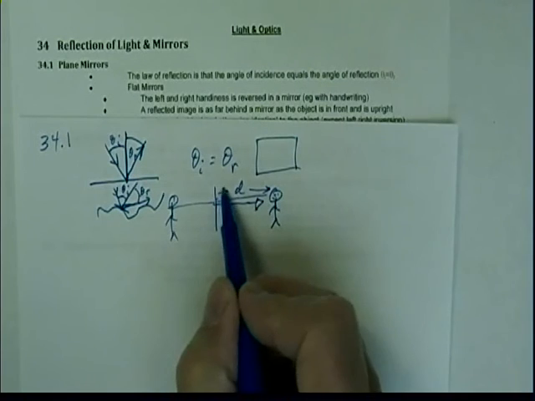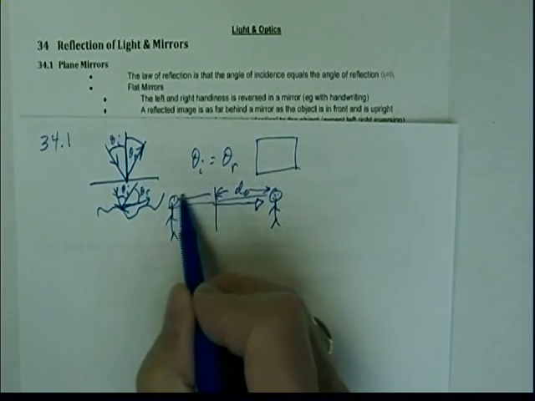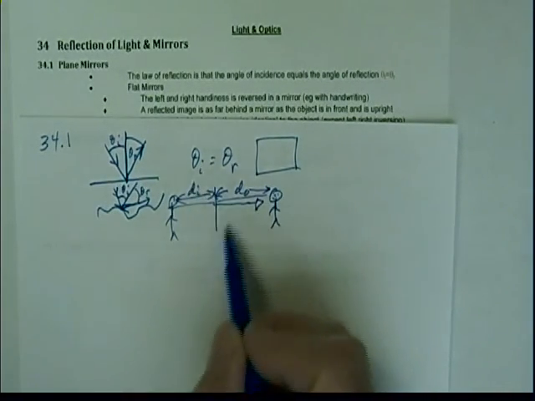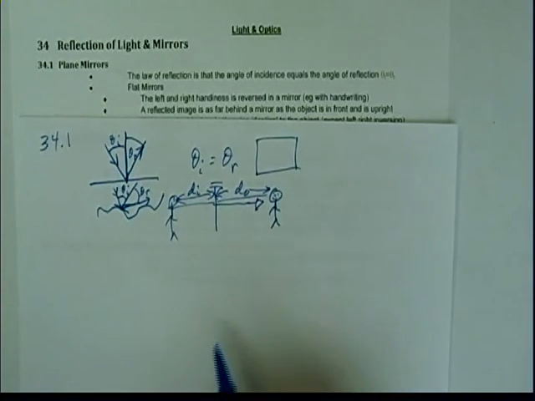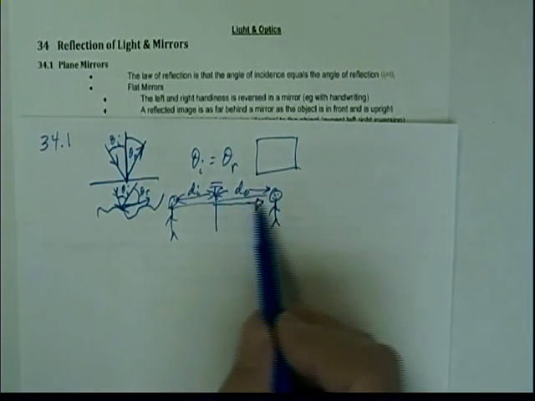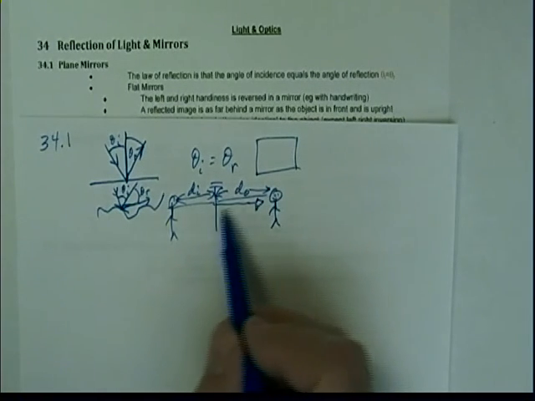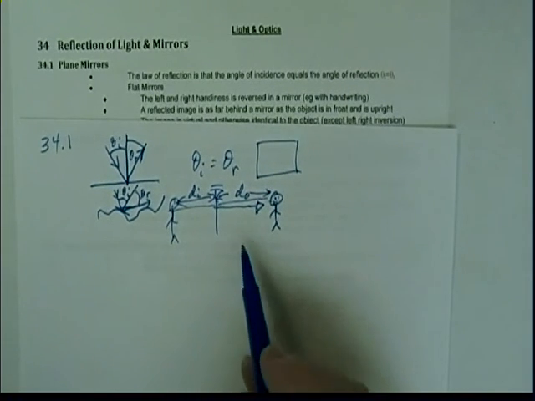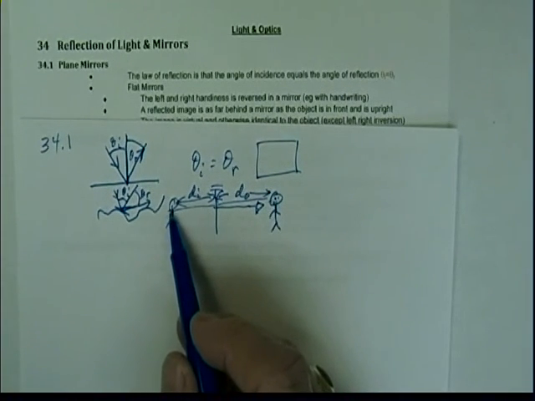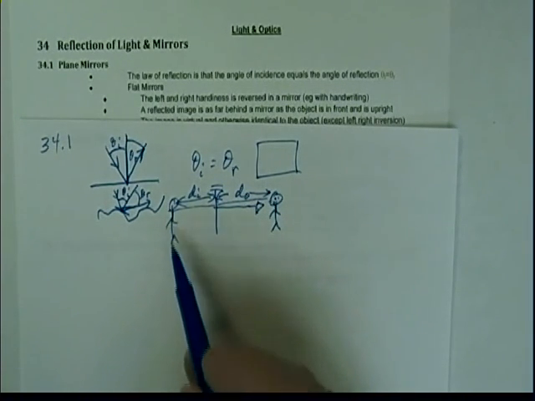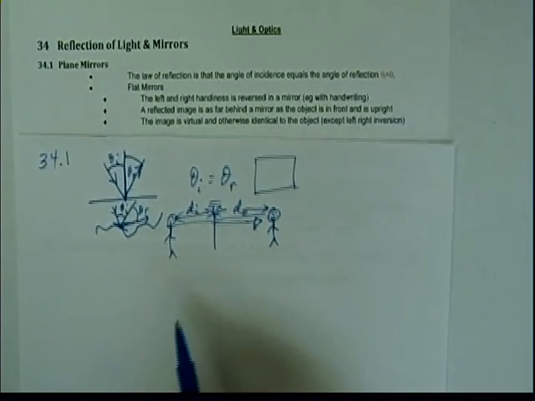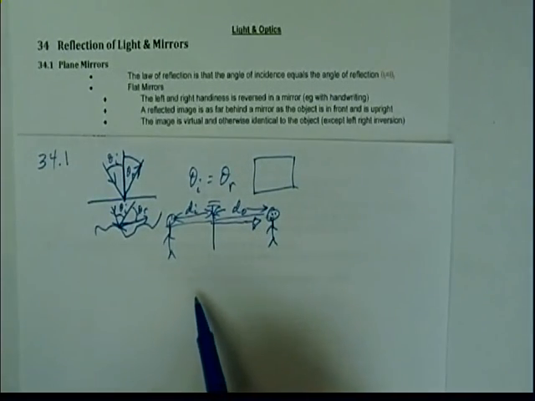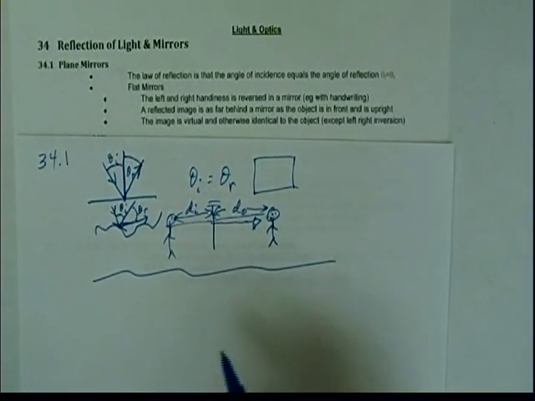So if this is a distance d of the object, then the image, d of the image, will be the same. So the distance of the object and the distance of the image are the same. So we perceive this person to be behind the mirror at exactly the same distance as they are in front of the mirror. And so the reflected object is on the other side, the same distance. It's not reversed for vertical, but it is reversed for left and right. We have that left and right inversion. And so this kind of covers the basic concept of reflection in a mirror that's plane and flat.